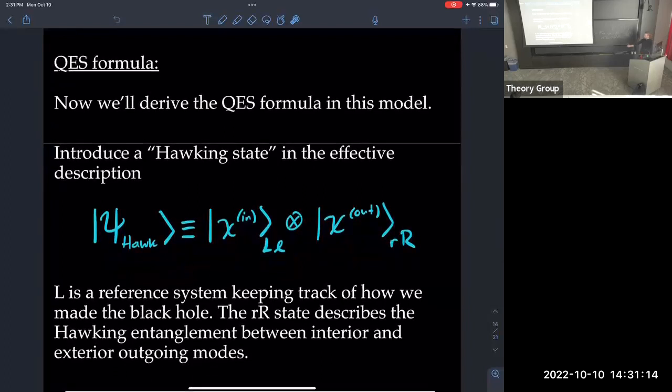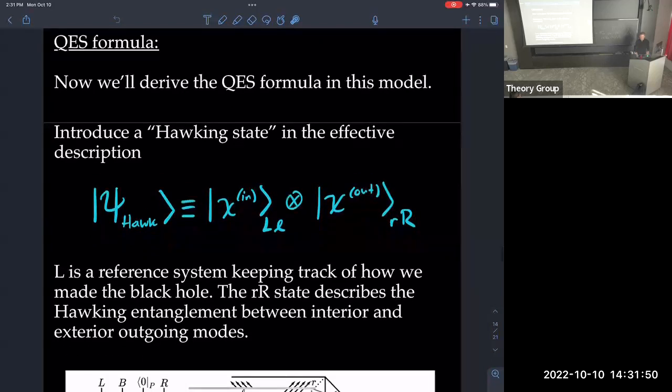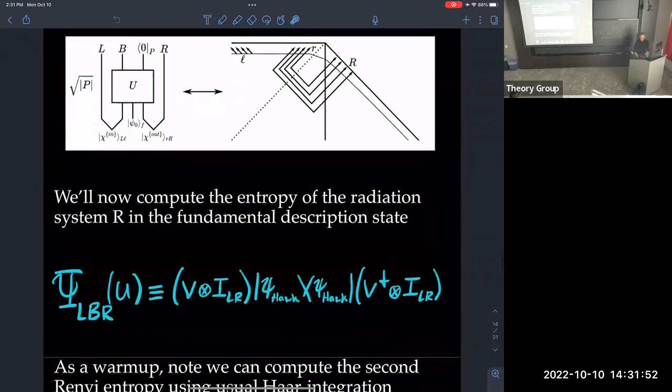The third thing I wanted to tell you about this model was that we can derive a QES formula, meaning if you want to compute an entropy of some factor in the fundamental description, you can do that by looking at the effective description state and applying the quantum extremal surface formula. This is, I would argue, what underlies the validity of these Page curve calculations from 2019, or a way of thinking about it. Let me not go through this unless y'all.